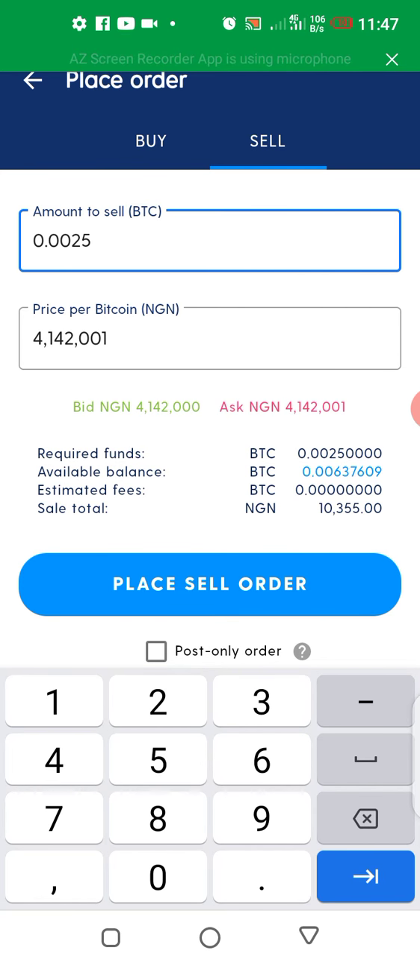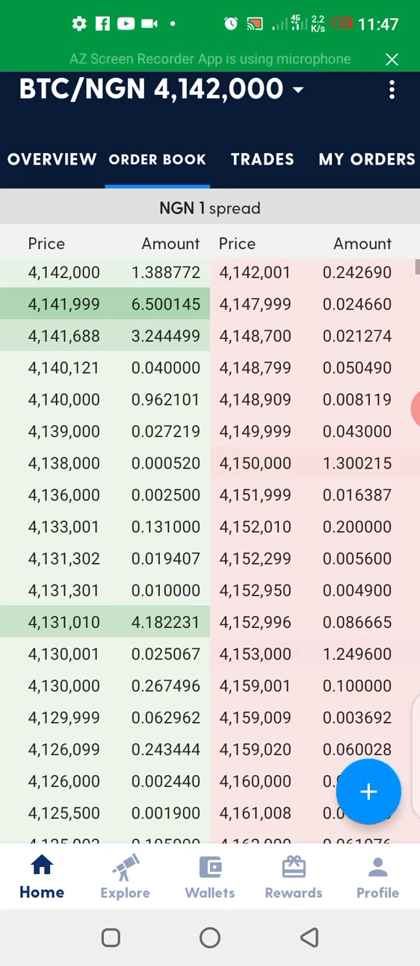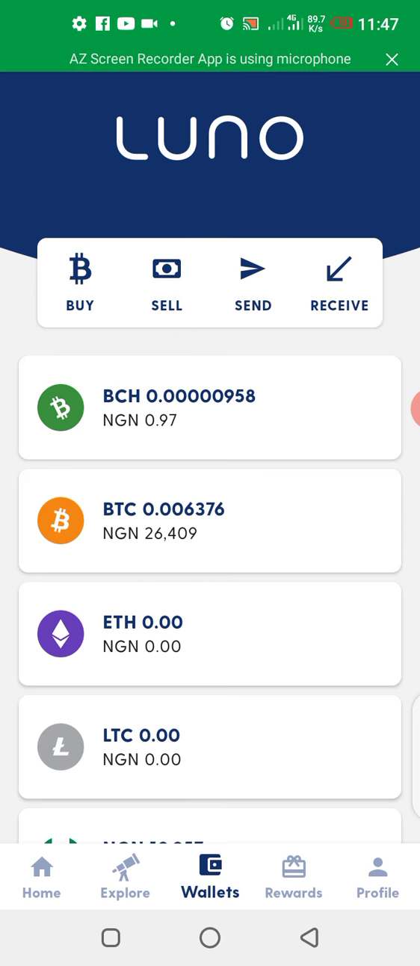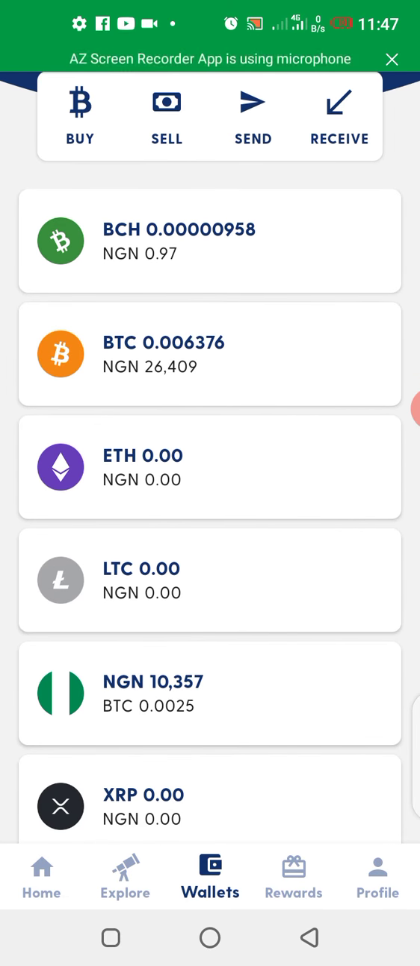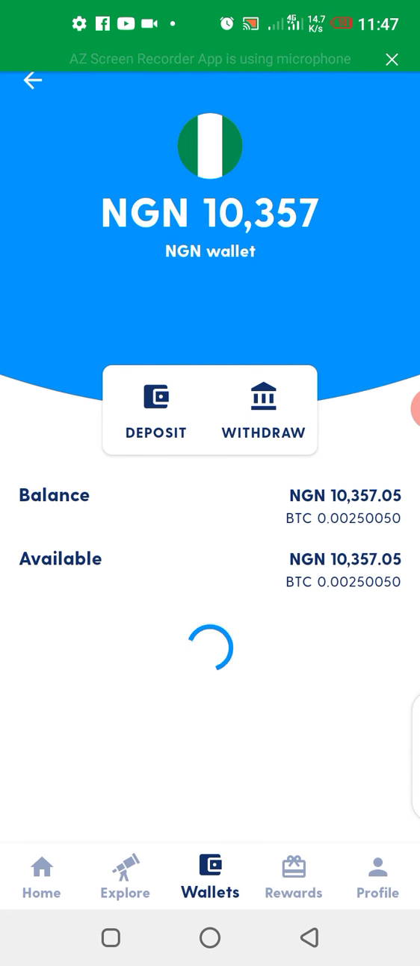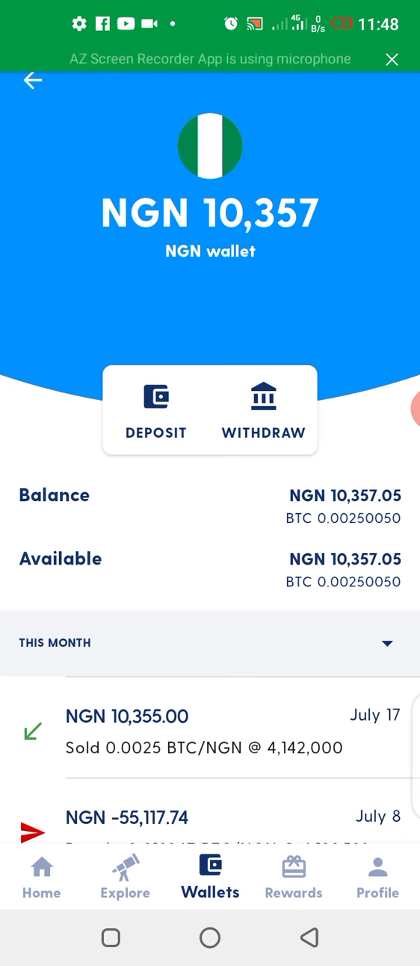So all you need to do is to click on place order, and then you enter your PIN so that it validates your sell order. And immediately this sell order is filled, it means someone somewhere has purchased your Bitcoin. Your Bitcoin total amount will reduce, and then you will now see the amount at which you sold that Bitcoin in your Naira wallet. So you can see, the one I just sold, I sold 0.0025 worth of Bitcoin for 10,357 naira.